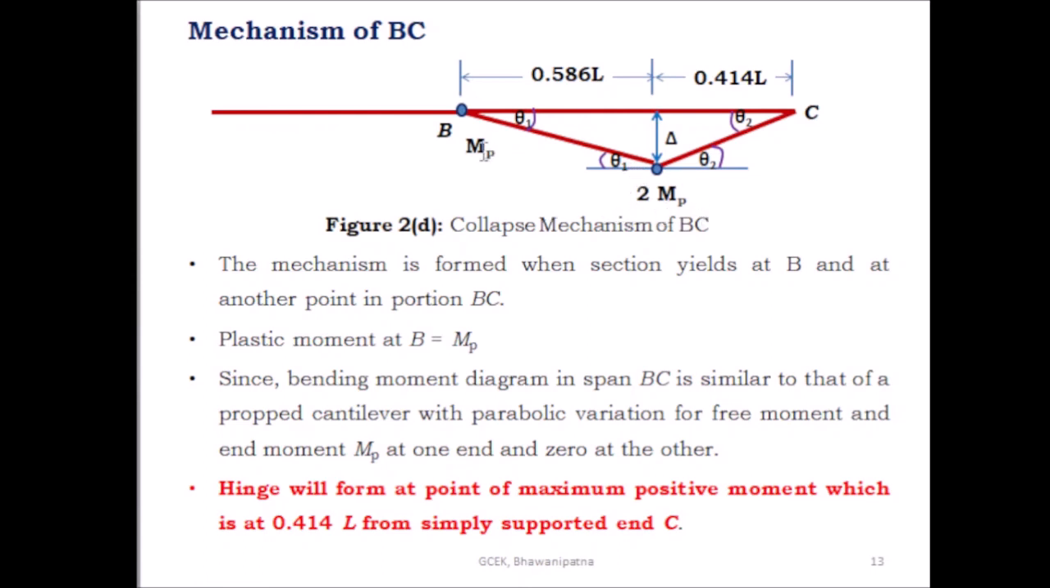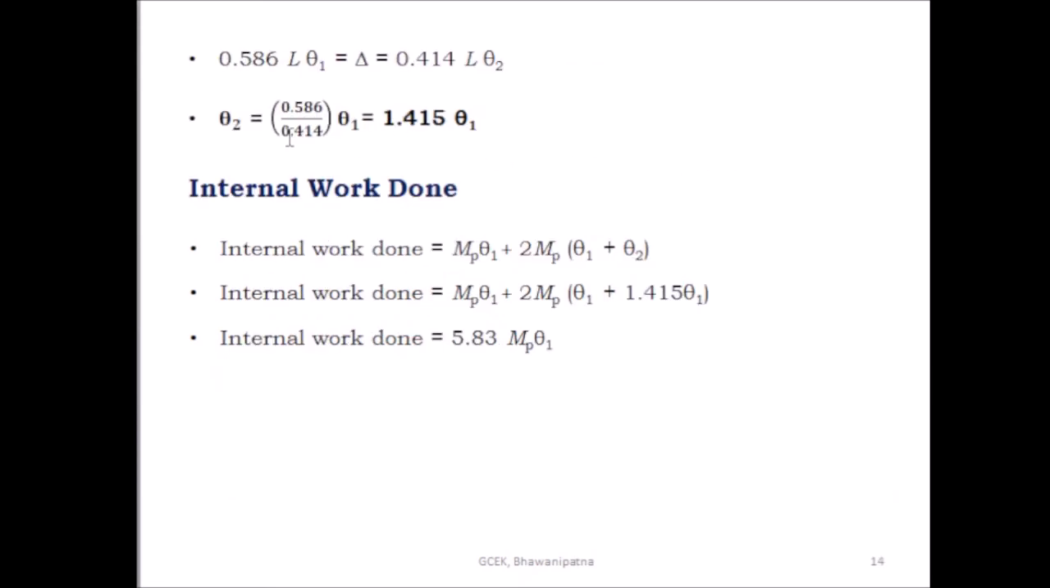Find out the internal work done. So the internal work done at the plastic hinge B is equal to MP into theta 1. At this hinge, the internal work done is equal to 2 MP into theta 1 plus theta 2, but here there is no hinge, so the internal work done is equal to 0. Then what is the total internal work done? The total internal work done is equal to MP into theta 1 plus 2 MP into theta 1 plus theta 2.